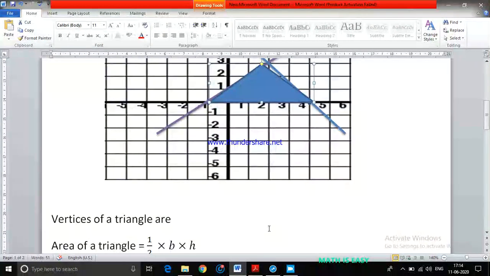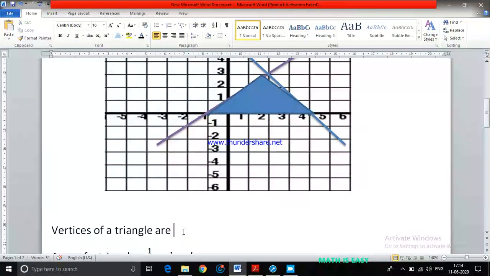Okay, so let me see what vertices we have. The first vertex of the triangle is this point, which is (2, 3). If you want, you can name it A, B, or simply put (2, 3) as the first vertex. Now the second vertex is this, (-1, 0). And my third vertex is this one. So here it is (4, 0). So we got all three vertices of the triangle. Vertices means the end points of the triangle.